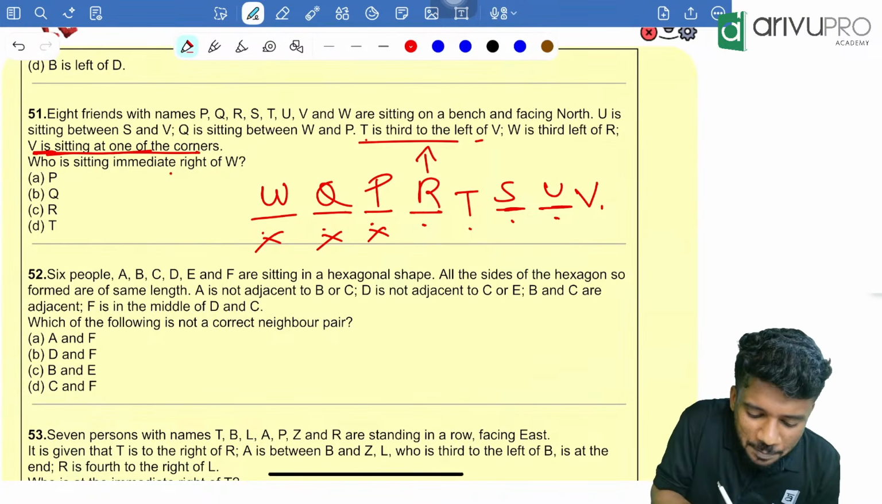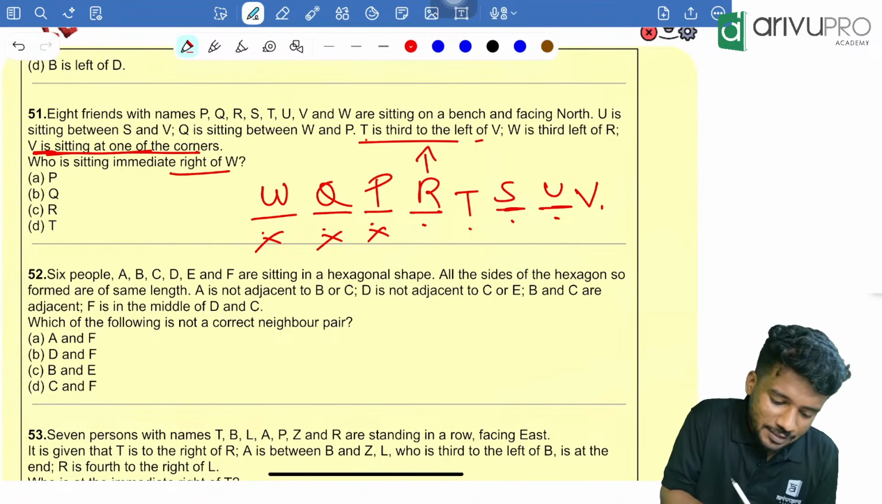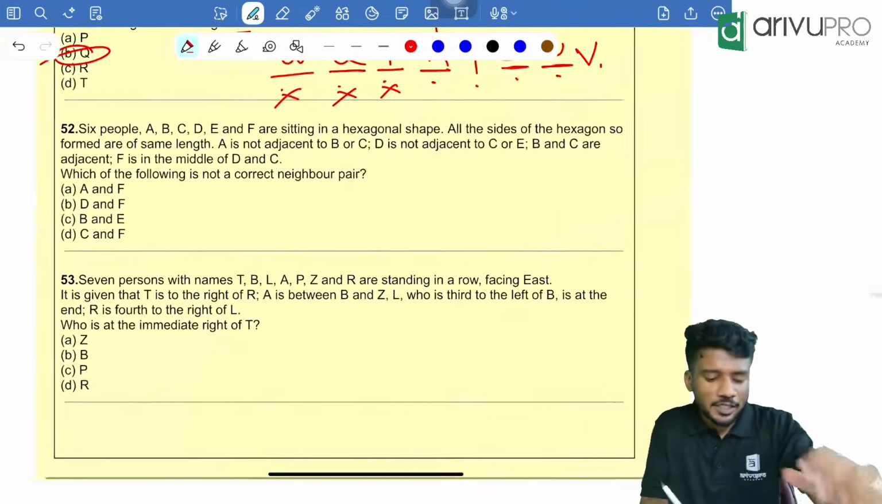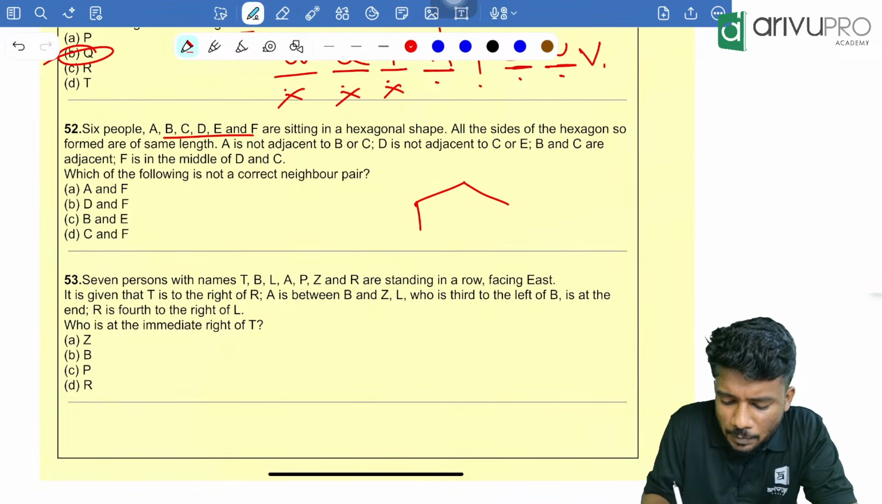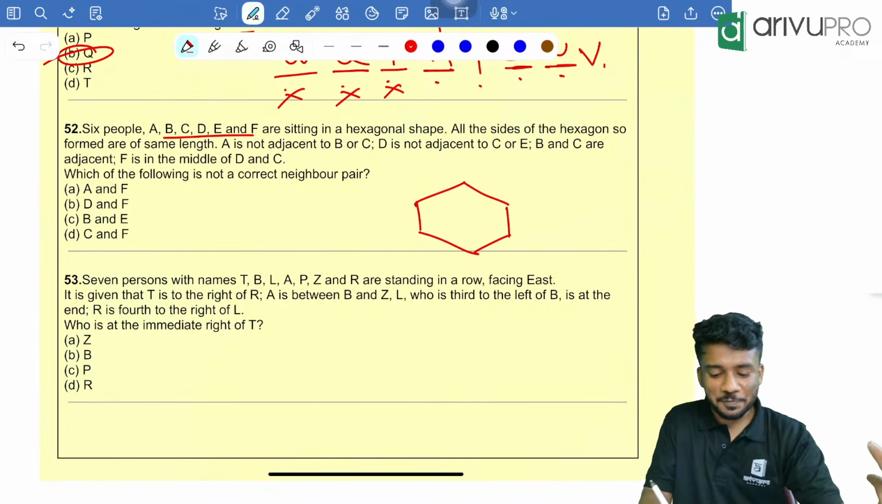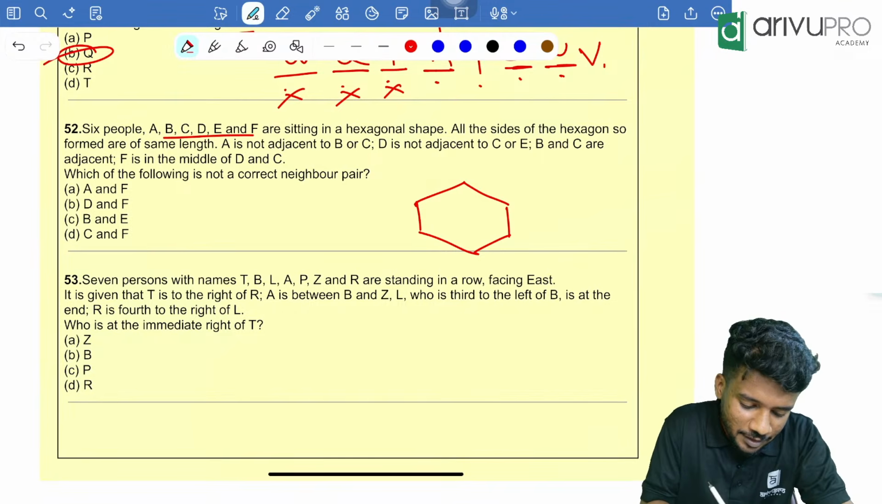Who is sitting immediate right of W is the question. Answer is what? Q. Next question. 6 people A, B, C, D, E, F are sitting in a hexagonal shape. Hexagonal shape means what? Hexagon. Again, my drawing issue. Yes. All sides of the hexagon are the same length.